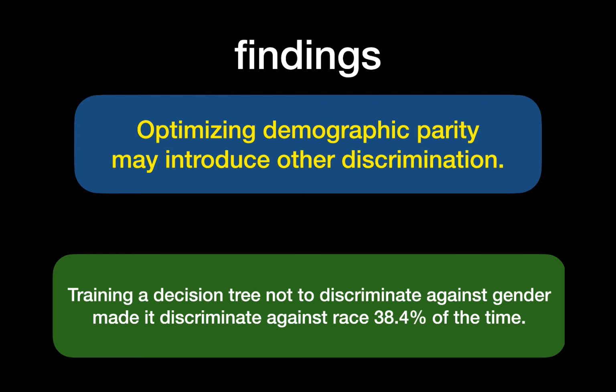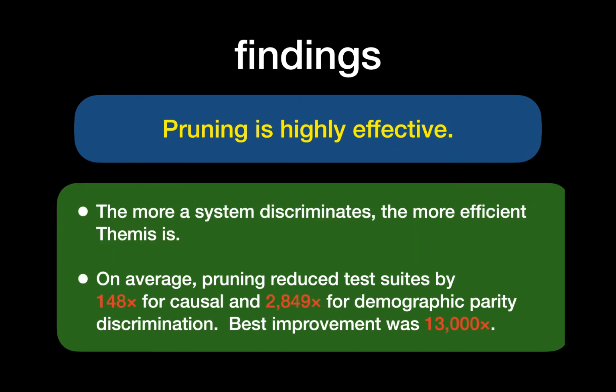Next, we found that using the algorithm that optimizes demographic parity can inadvertently introduce other bias. For example, we had a system that was trained to optimize demographic parity with respect to gender, and that ended up significantly increasing discrimination against race, up to 38%. Again, the observation is that if you don't specify for your system exactly what to enforce, it has no reason to enforce it. So specifying the requirements properly is critical for software fairness, as it is for any other desired software property. Finally, we found that our pruning techniques were quite effective, reducing test suite size by 148 times on average for causal testing and over 2,800 times for demographic parity.